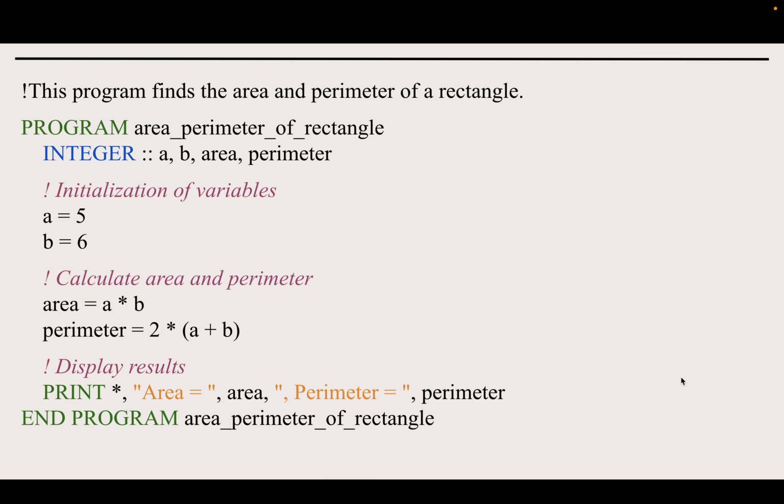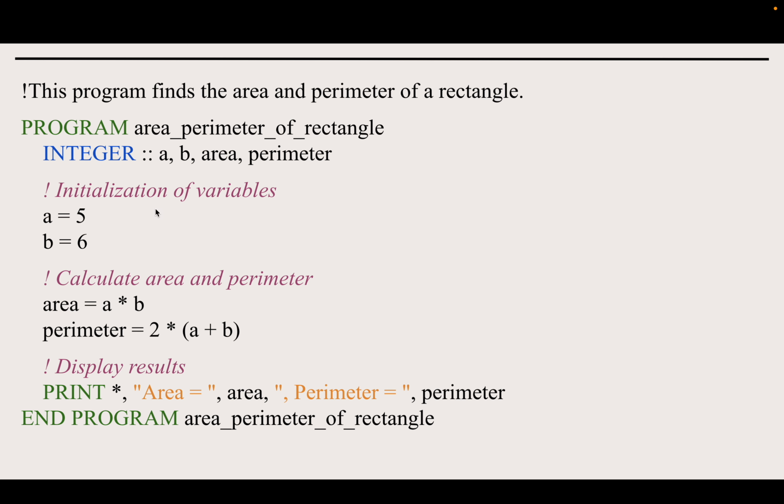So here is the code. The first line shows that we have started our program as area perimeter of rectangle, and here we have defined the variables, taken of integer data type. A, B, area and perimeter, each of them represents an individual variable, and all of these variables will store in their individual memory locations in the CPU, as we have discussed in our previous video.